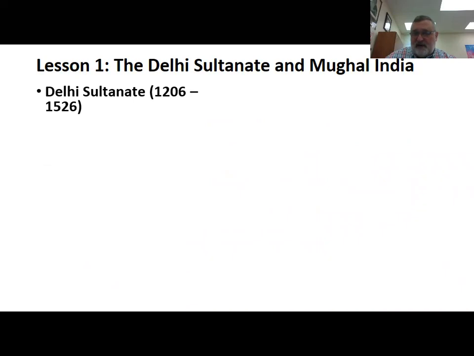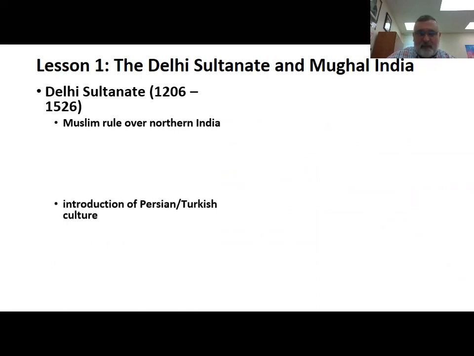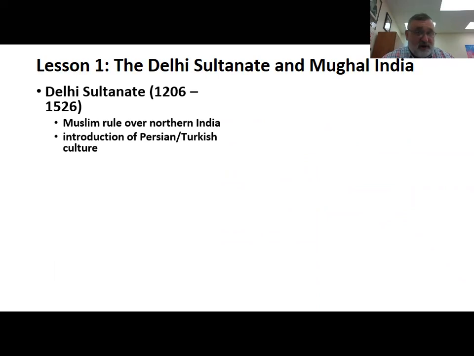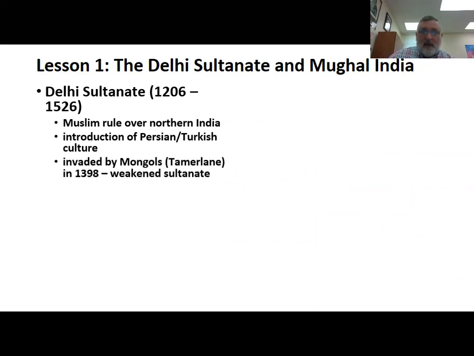The Delhi Sultanate started in the 13th century when a group of Muslims, largely Turkish people, began to come into northern India. They introduced Persian and Turkish culture to India. They began to have people convert mainly from the lower caste in India to Islam. And so northern India, particularly in the western and eastern parts, is still today very, very Muslim influenced. And of course, Pakistan and Bangladesh broke off from India in the 1940s, and largely those were Muslim areas.